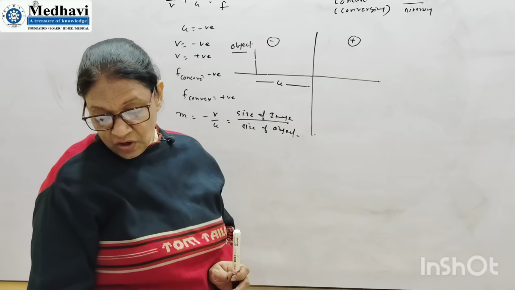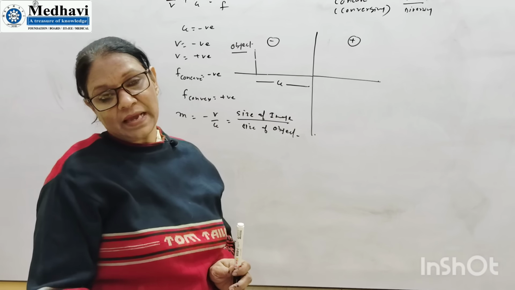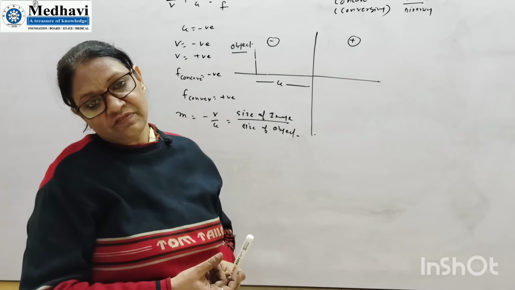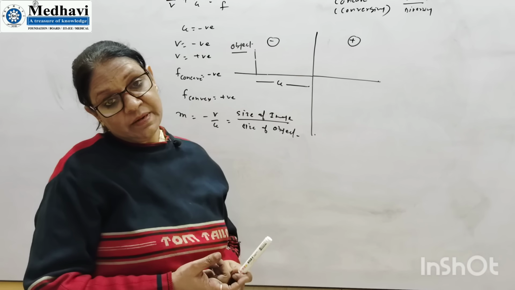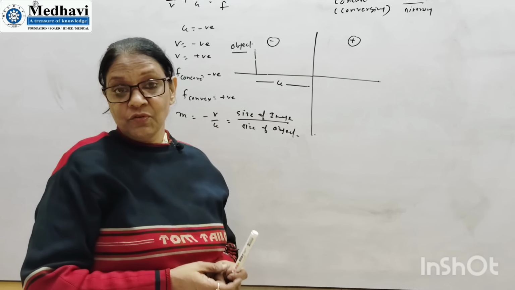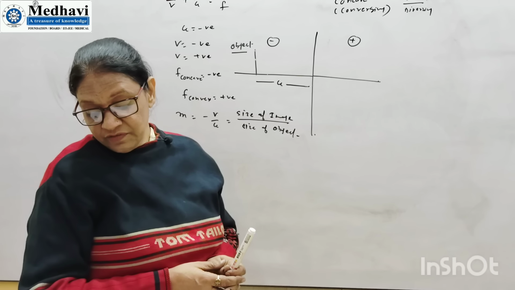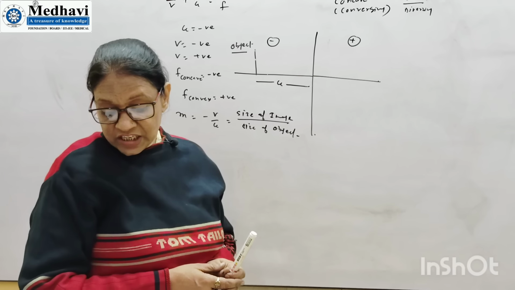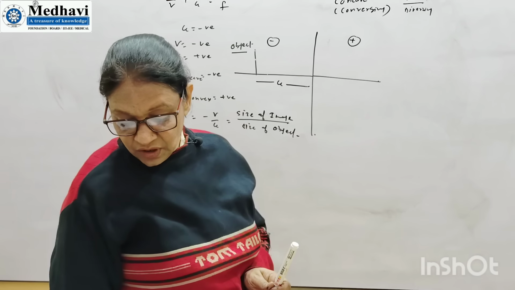And concave gives a diminished image also, same size also, magnified also. When the object comes from infinity, it will be diminished. When the object is at focus, it is magnified. And with a convex mirror, the image is always diminished. So these are the information that we have got.